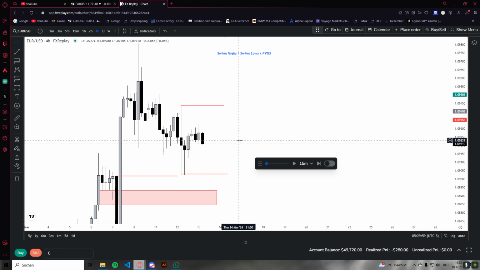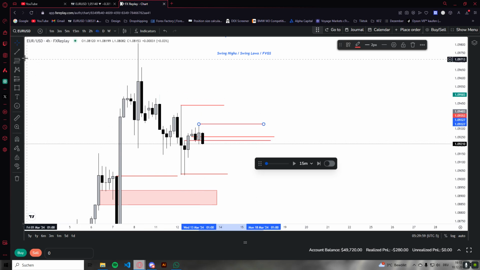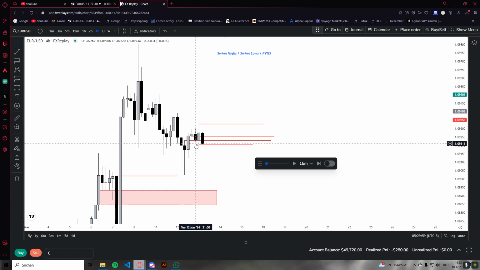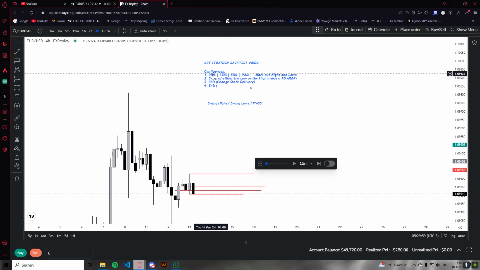So we have this fair value gap right there. That's a PD array. It got respected, so it's still a PD array. We have this candle's high, we have this candle's low. So first we want to see the candle. This is the 1 a.m. candle. Mark out highs and lows. We got it. Sweep of either the low or high inside a PD array. Yes, we got a sweep of the low inside the fair value gap.